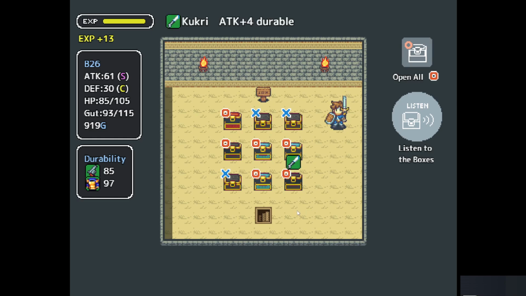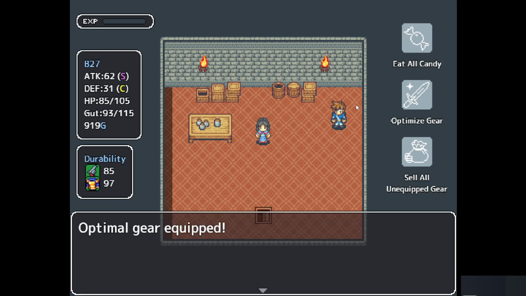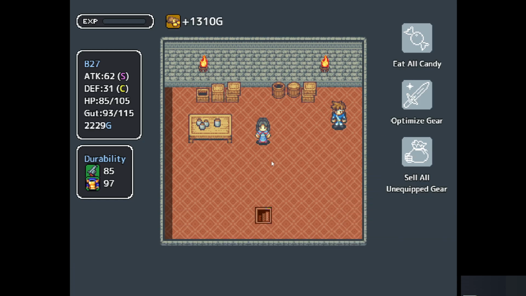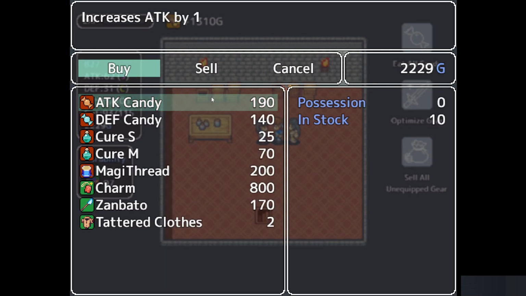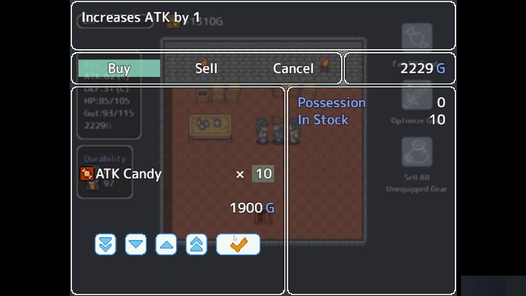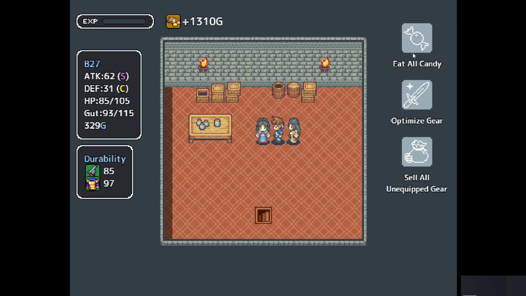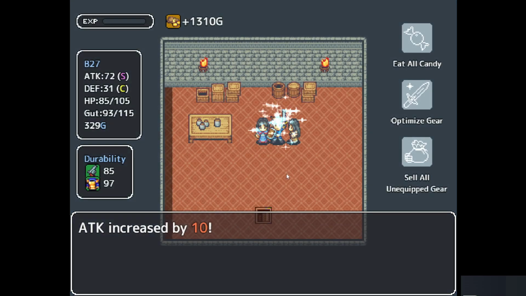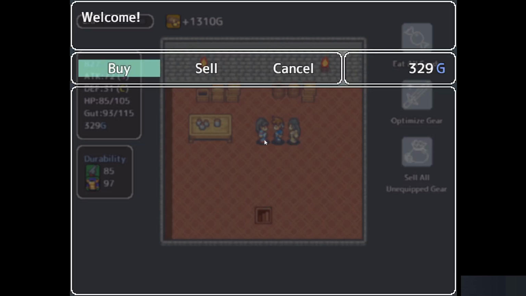I'm definitely a lot more confident now that we have that charm, so even if we do run into a mimic, we're still fine. Let's sell for a lot of money. Our armor's still at 97. Yeesh.